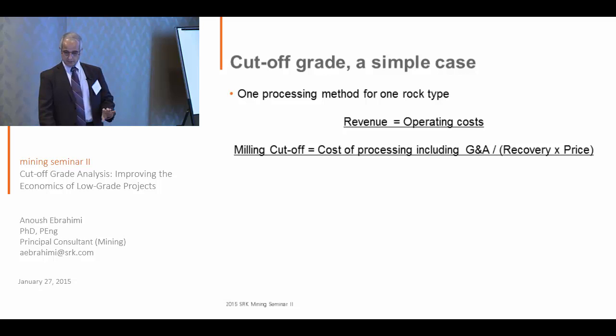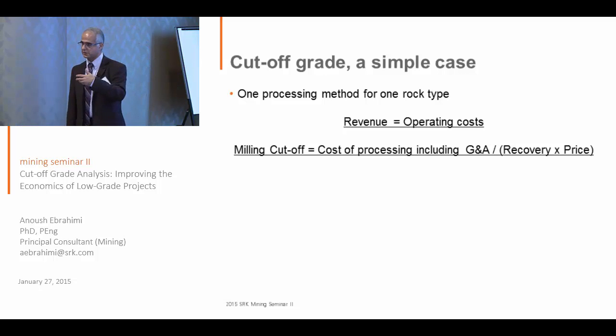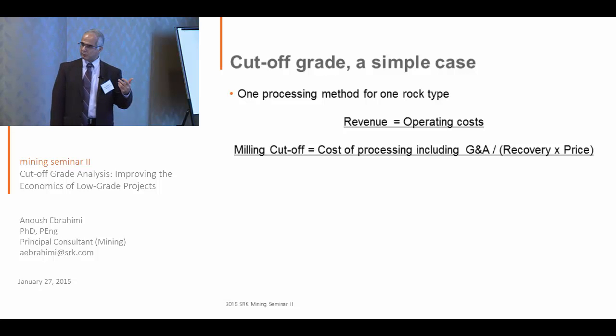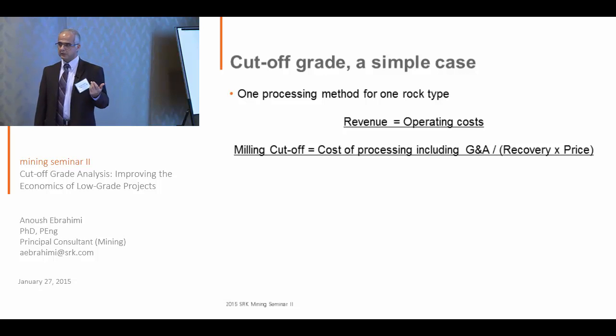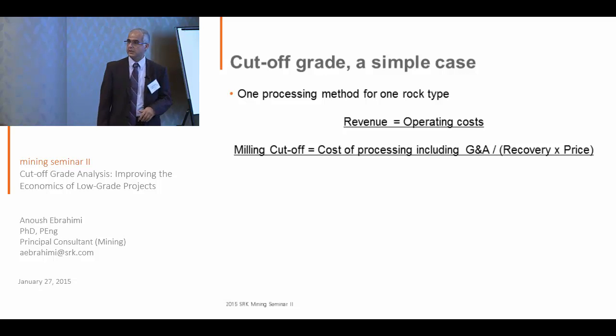I'm going to talk a little bit about different types of cutoff and different factors in more detail. A very simple formula for calculating cutoff is here: revenue on one side, operating costs on the other side. How you calculate the revenue can become really complicated, because it's not just the price, it's the recovery, all the offsite costs and so on.